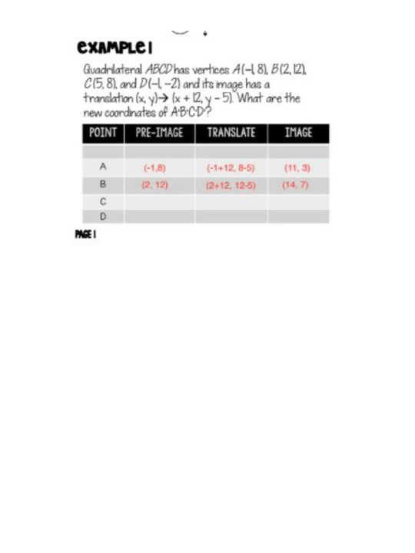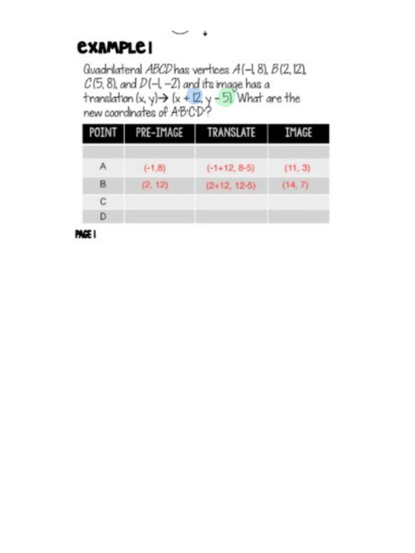So let's see what this looks like using actual coordinate points. We are given quadrilateral ABCD, which has vertices A, B, C, and D, and we're given that they all have certain coordinate points. Its image has a translation where (x, y) is transformed into (x plus 12, y minus 5). We want to find the new coordinates of this quadrilateral, and we want to name it properly.